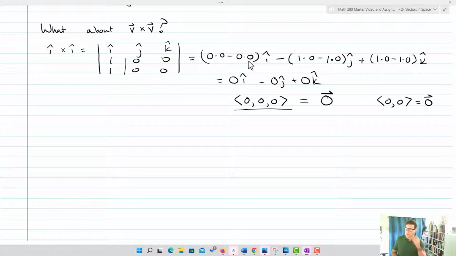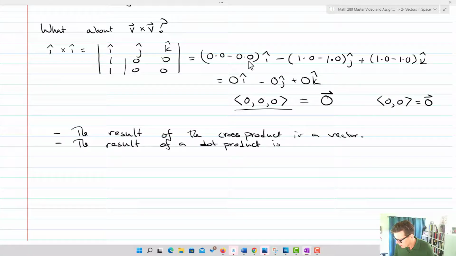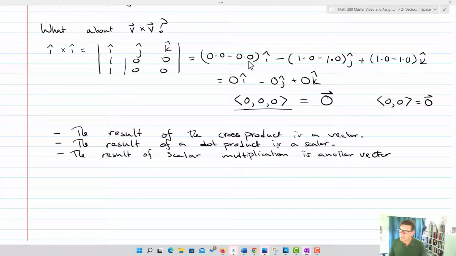Which actually brings us to a really important point. The first point is that, and you're going to see this in just a second, if I cross a vector with itself, I get back the zero vector. But another key point here is the result of the cross product is a vector. We have a second one, the result of the dot product is a scalar. So you notice that, right? A magnitude is a scalar, and then the result of scalar multiplication is another vector.